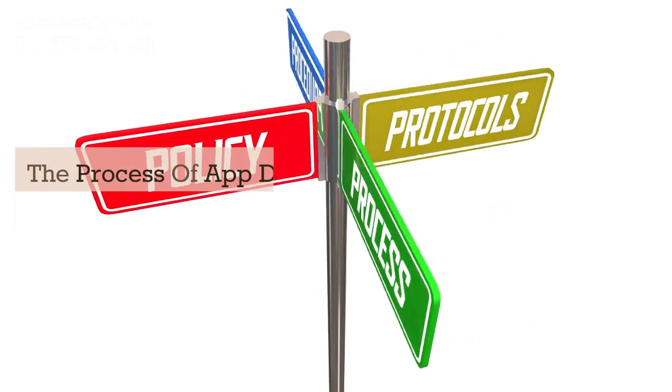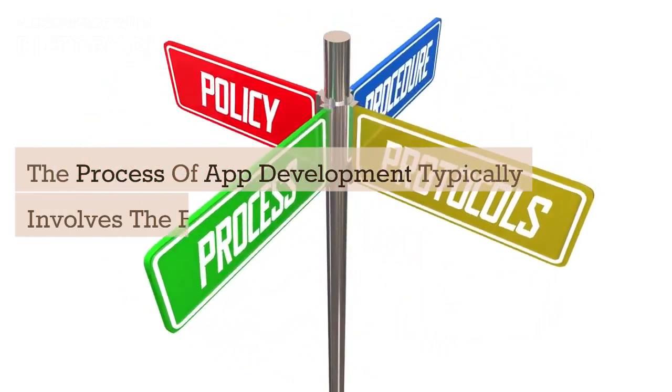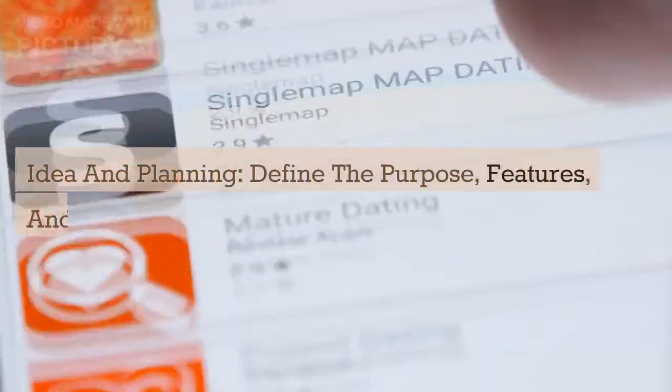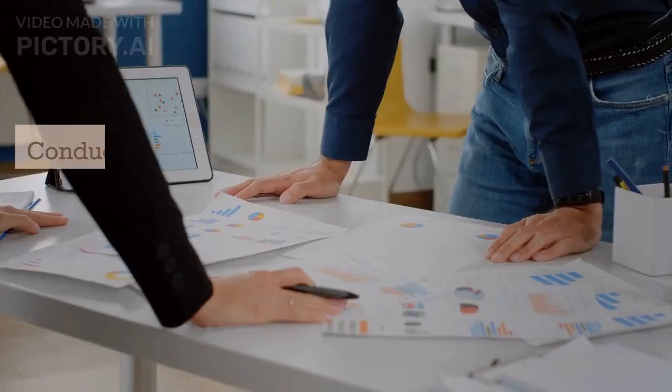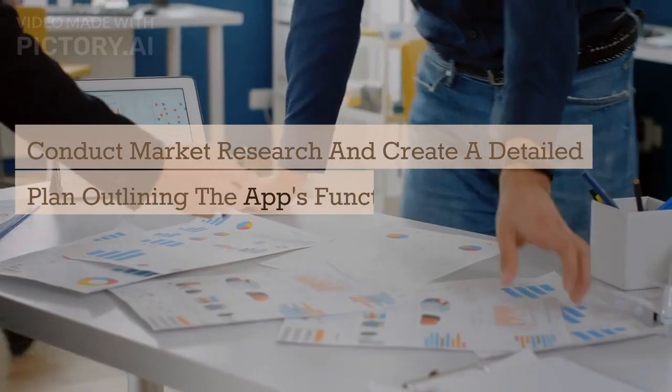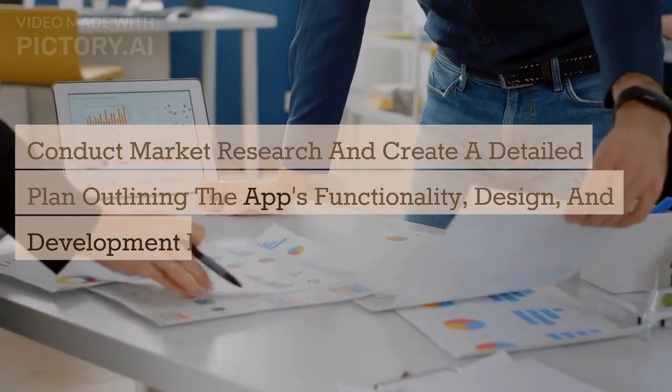The process of app development typically involves the following steps. Idea and planning. Define the purpose, features, and target audience of the app. Conduct market research and create a detailed plan outlining the app's functionality, design, and development roadmap.